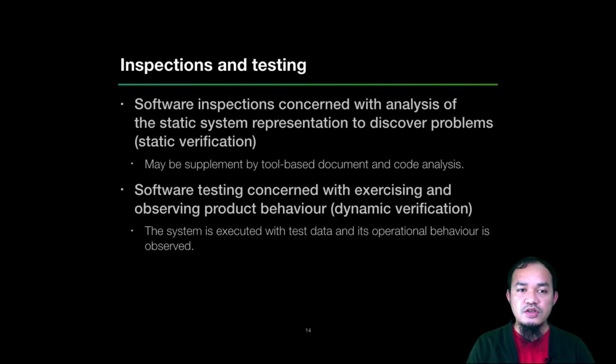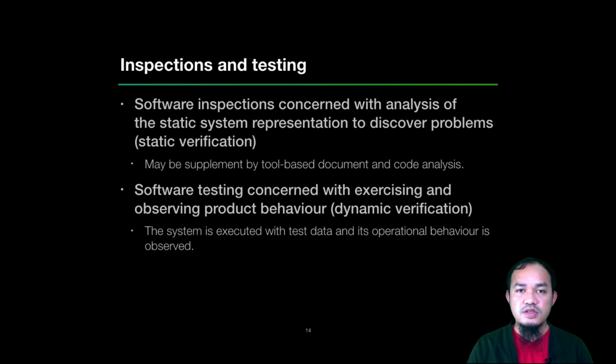Inspection and testing. Software inspection is concerned with analysis of the static system. Software testing is concerned with exercising, and it is related to dynamic verification. If you are using a text editor or code editor or IDE, the code analysis is what we call inspecting. You look at the code, the software, the component, and you see some red error over there. We call that code analysis. This is static.